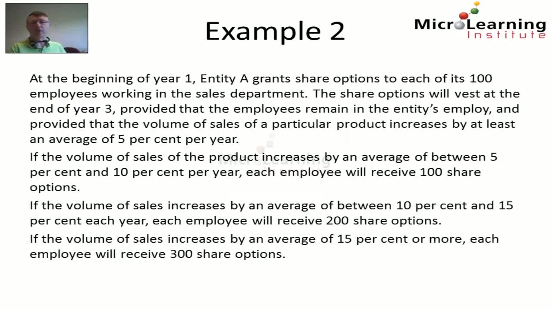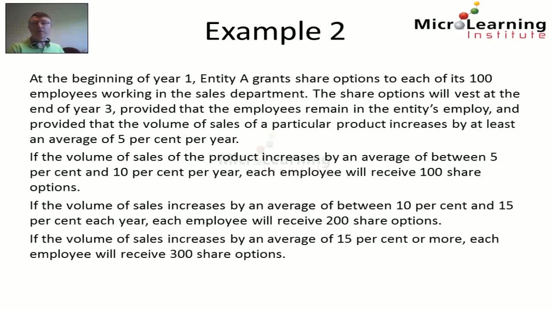In this example, we're told that at the beginning of year 1, Entity A grants share options to each of its 100 employees who work in the sales department. The share options will vest at the end of year 3, provided that the employees remain in the entity's employ and provided that the volume of sales of a particular product increases by at least an average of 5% per year. If the volume of sales of the product increases by an average of between 5% and 10% per year, each employee will receive 100 share options.